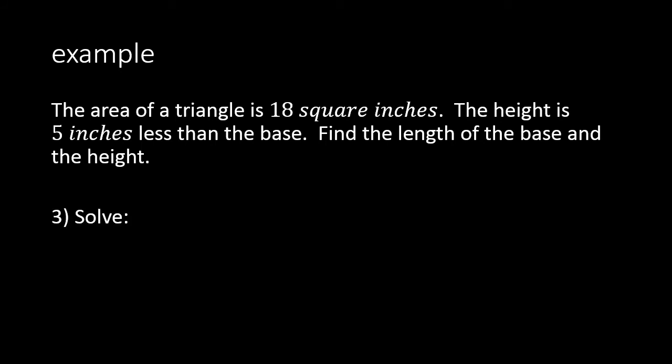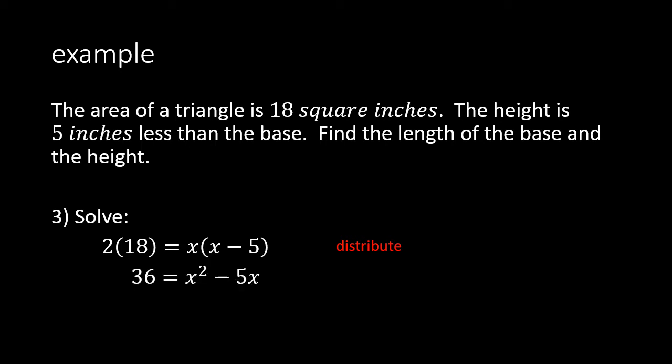Now the next step is we're going to go ahead and solve. So we take that equation that we just came up with from the translating step, and I have to solve. Now the first thing that jumps out at me is I see parentheses. So we got to clear those parentheses, which means distribute and multiply. So 2 times 18, 36. And if I distribute that, x times x is x squared, and x times minus 5 is minus 5x.